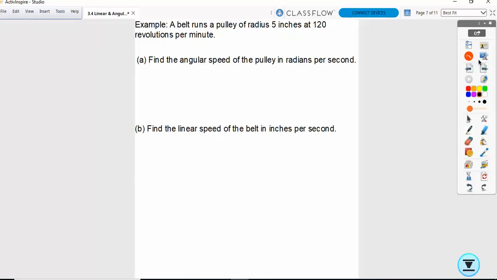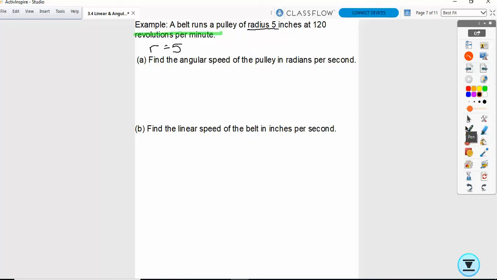Let's look at another one. A belt runs a pulley of radius 5 inches at 120 revolutions per minute. All right, radius 5 inches, what would I write down? For what variable? R equals 5. 120 revolutions per minute. When I look at that, I see it's a rate, something per something.